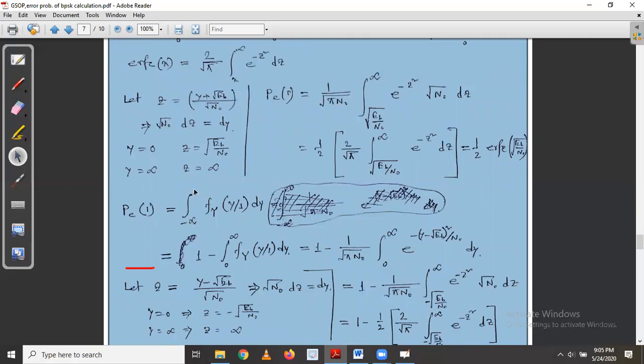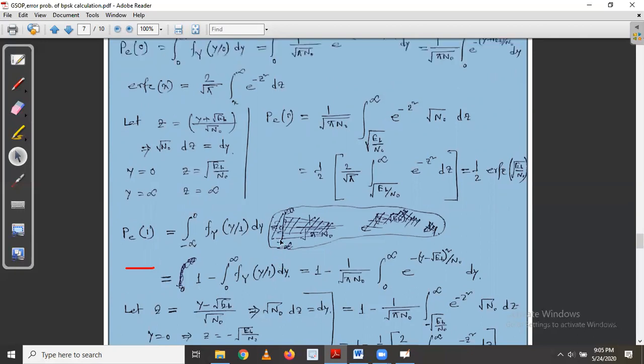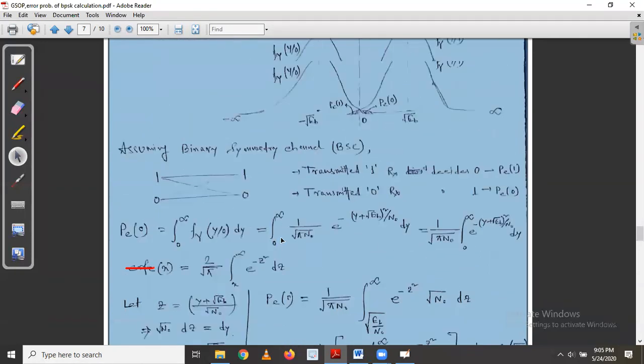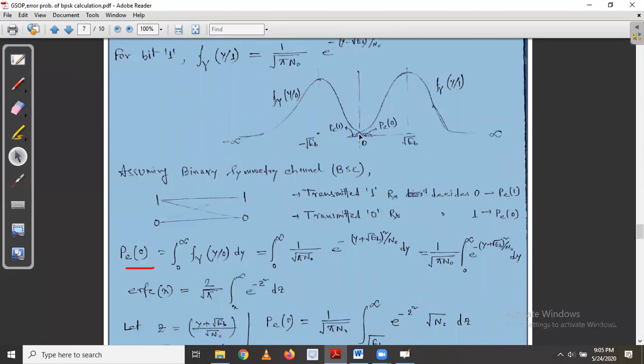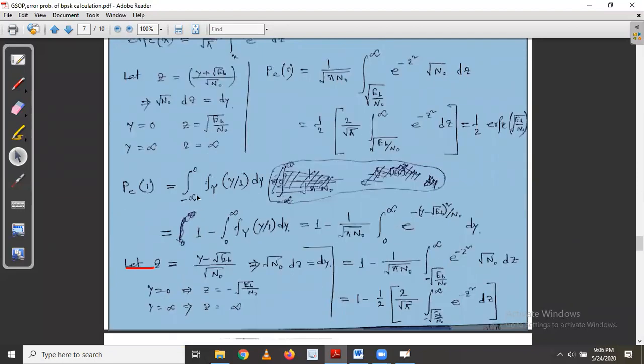Now, minus infinity to 0 and 0 to plus infinity. So the actual thing is what? Instead of minus infinity to 0, if I am writing 1 minus the limit 0 to plus infinity, both are the same thing. So that I did here: minus infinity to 0, I replaced by 1 minus 0 to plus infinity, same thing.